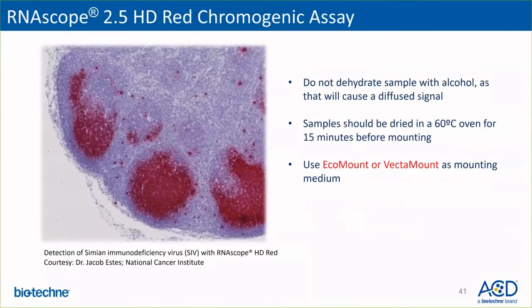The fast red chromogen is used in both the RNAscope red assay and BaseScope assay. We recommend using either EcoMount or VectaMount media to help best preserve the staining. The chromogen is sensitive to alcohol, and if exposed, may cause signal diffusion. After chromogen development, the slides should not go through ethanol dehydration, but instead, we recommend drying slides in a drying oven at 60 degrees.